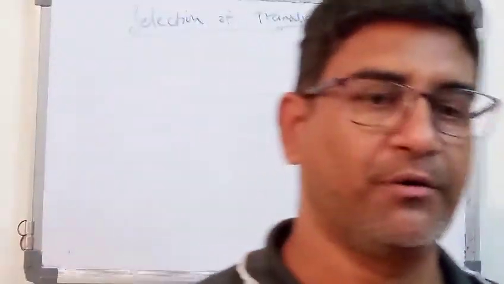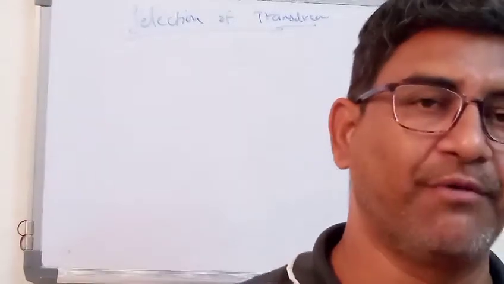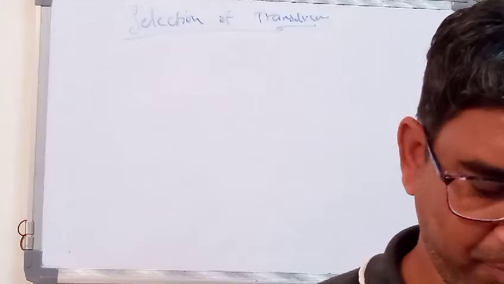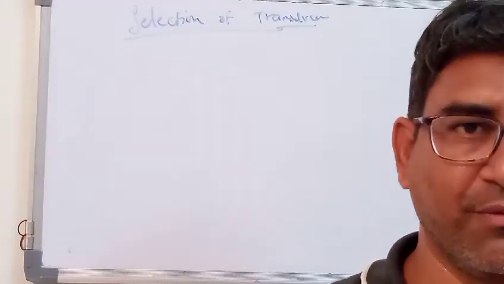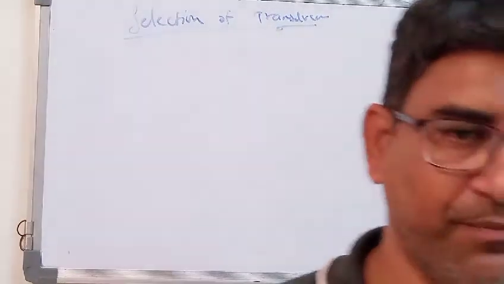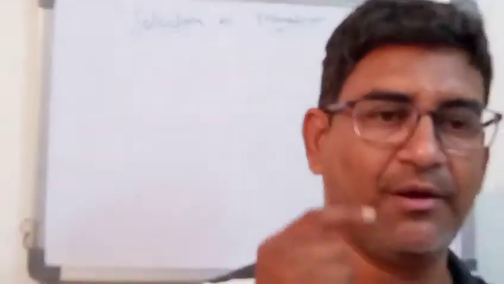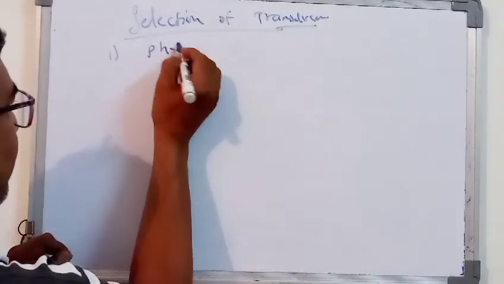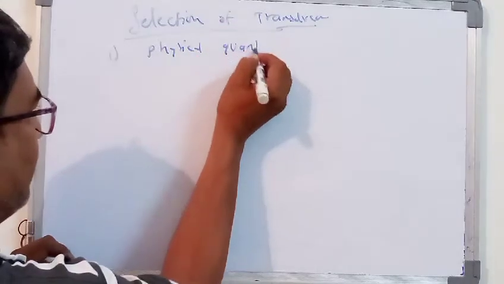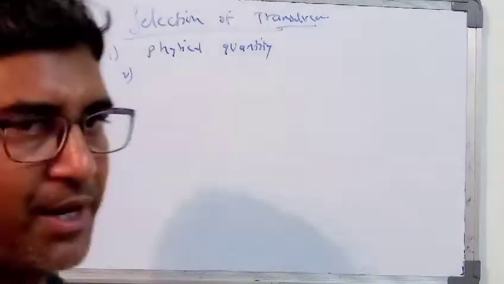What is the main thing? The first main thing in this selection is the physical quantity. Second, the principle for measuring the quantity. And third, the accuracy. The principle determines the range. If anyone goes to a shop, you have planned to take one thing, you have pre-decided what you have to purchase. In the same way, in the selection of the transducer, the physical quantity to be measured is the first main part.